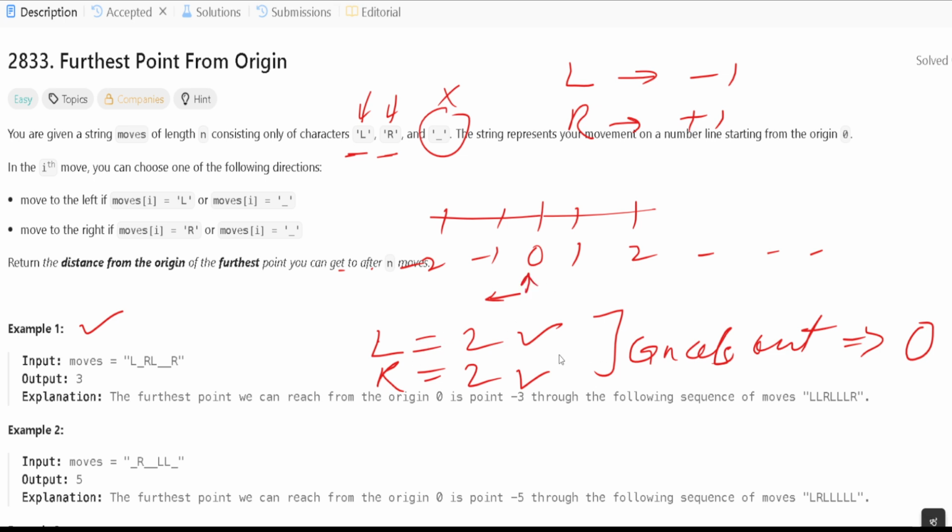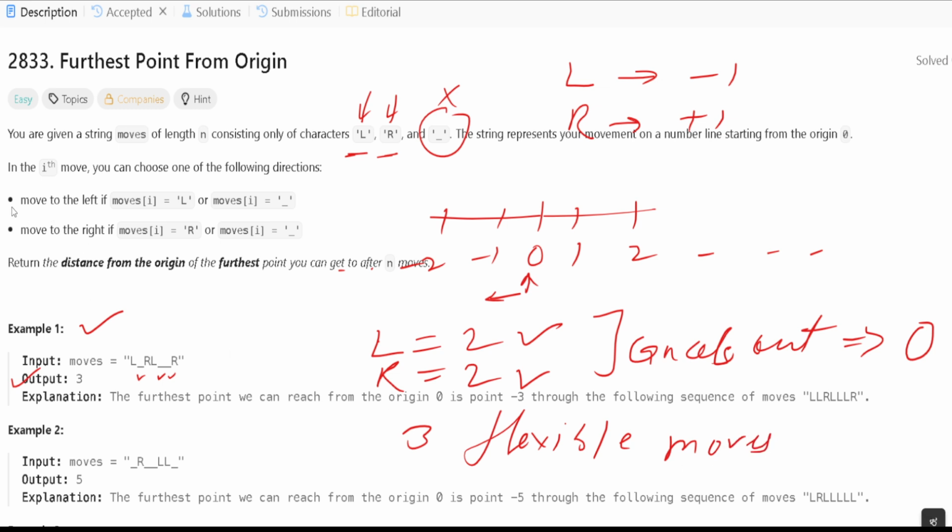So now comes a twist. We come to 0, but the answer is not 0. It's 3, because you still have these 3 underscores, 1 here and 2 here. How many underscores are there? 3 underscores. You still have 3 underscores, which means 3 flexible moves left.